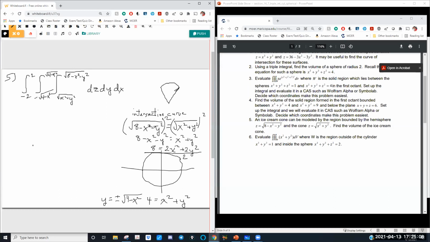Just like with the last class, I am more focused today on setting these up than I am solving them. So when you are working in groups, feel free to use Symbolab or Wolfram Alpha to calculate the value. I want you focused on setting them up.